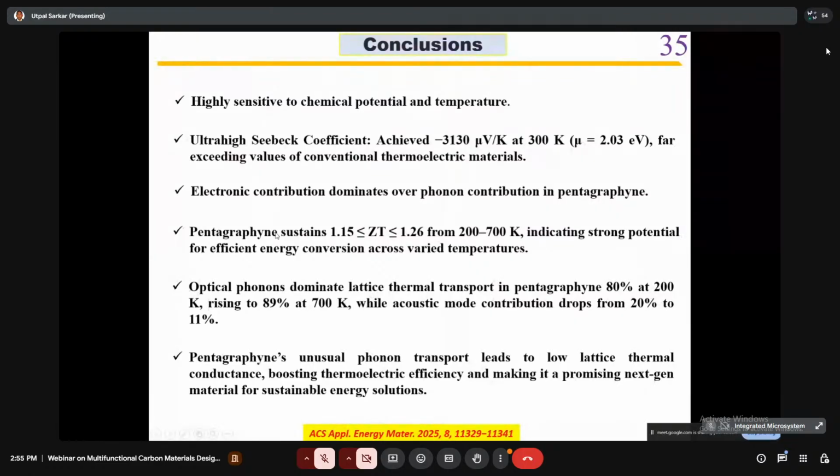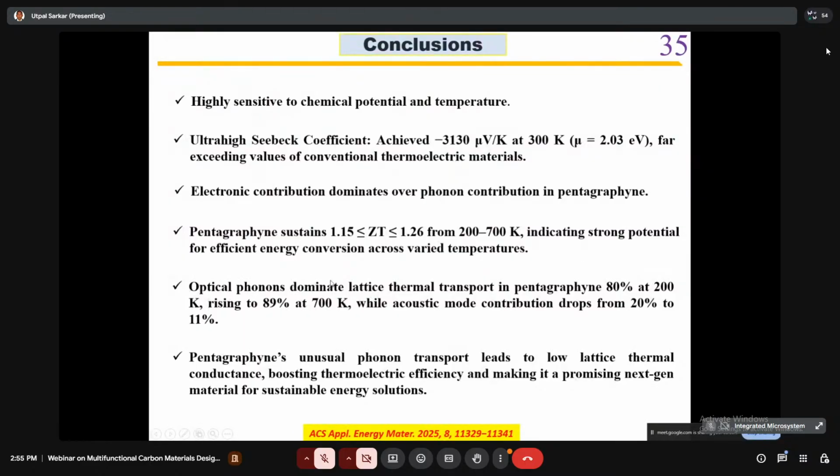It should be, and pentagraphene sustains this much. You see, ZT is roughly 1.15 to 1.26 within this temperature range. It is greater than 1 within this 500 Kelvin temperature variation, indicating strong potential for efficient energy conversion across varied temperatures.